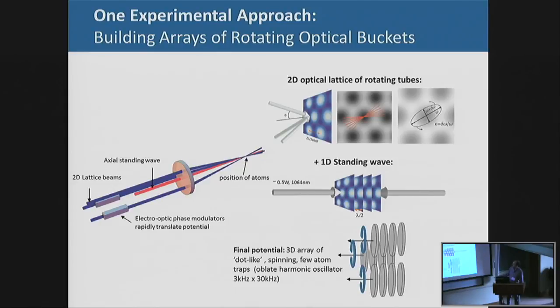Okay, and just for the experimentalists in the room, the harmonic oscillator frequencies are about 3 kilohertz by 30 kilohertz in this out of the plane direction. So it's a very tight two-dimensional trap. And we load atoms from a rubidium-87 Bose-Einstein condensate.